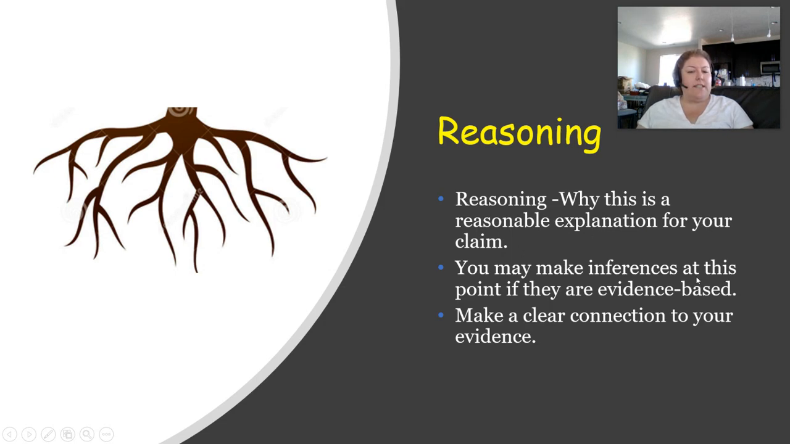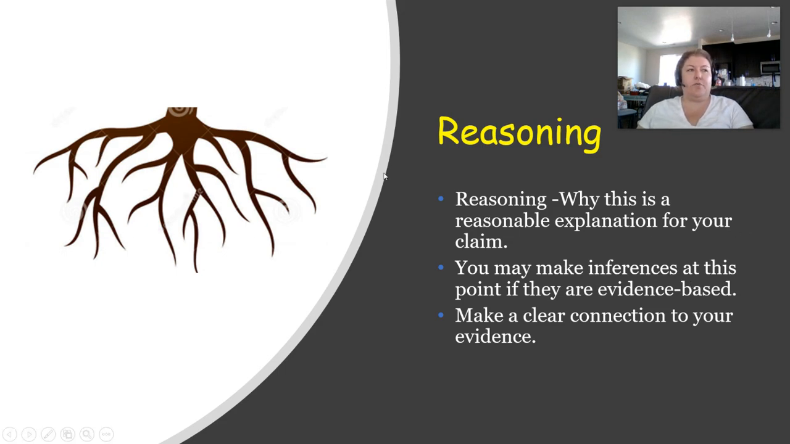You may make inferences at this point if they're evidence-based. So just because you give a piece of reason doesn't mean that it has to be true or proven or anything like that. Think of all the stuff in space. Do we have true evidence on black holes? We have lots of evidence, but we don't really know what it means. But we can make inferences based on the evidence. So we can decide what we believe the evidence says and give our reasons for it. But it needs to make that clear connection to the evidence.